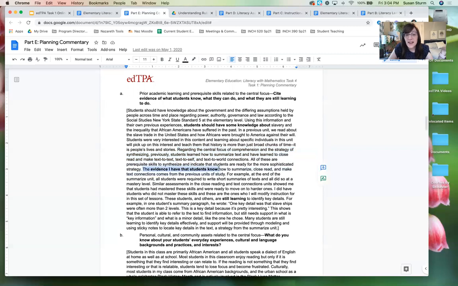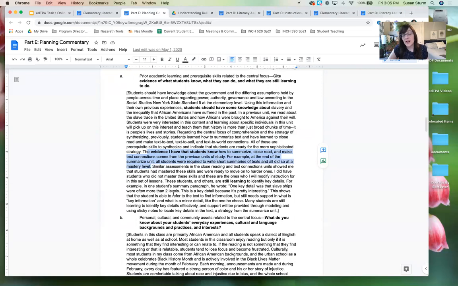The evidence I have, this is key. You can't just say, I know they're ready because I taught it. They want to know what's your evidence. It says super clearly, cite evidence of what they know. What is your evidence? The evidence I have that they know how to summarize, close read, and make text connections comes from a previous unit of study. At the end of the unit, all of them were able to write short summaries of text and did it at a mastery level. So this person collected some data.